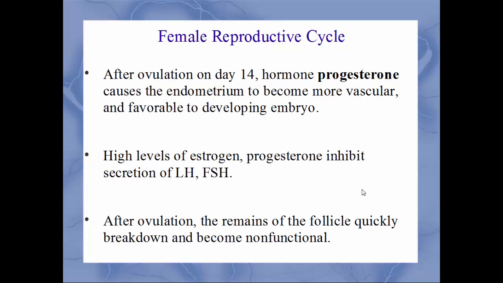All right. After ovulation, like we just talked about a few minutes ago, on day 14, the hormone progesterone will cause the endometrium to become much more vascular, much more favorable to receiving an embryo in case you do get pregnant. So these high levels of estrogen and progesterone will actually inhibit the secretion of FSH and LH, because you don't want to go through a normal reproductive cycle in case you are pregnant. Because if you are pregnant and these continue at normal levels, you'll have normal uterine contractions and end up losing that fertilized egg. Okay? And after ovulation, the remains of that follicle will quickly break down and become non-functional.